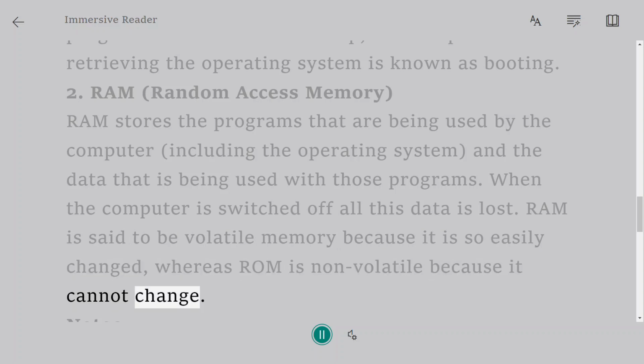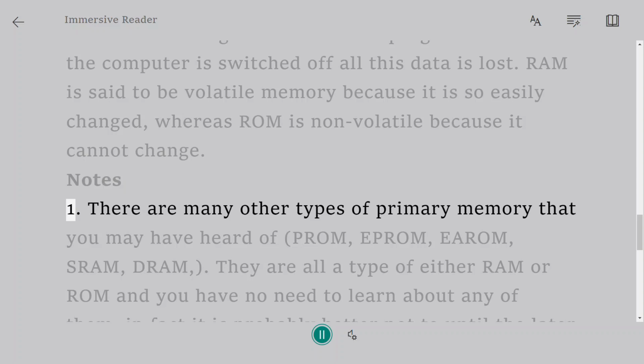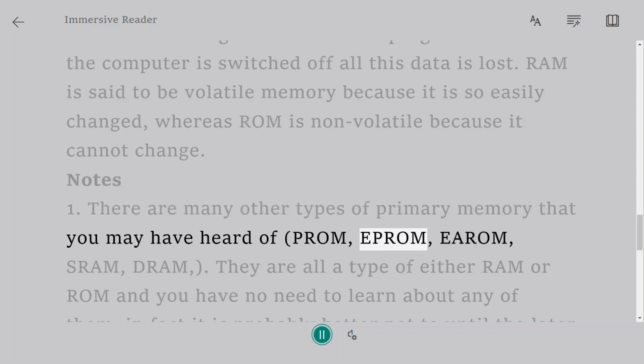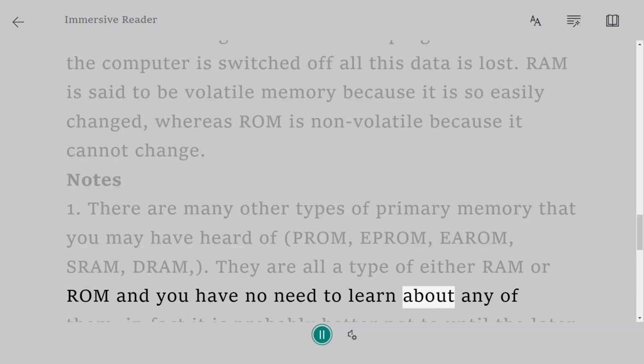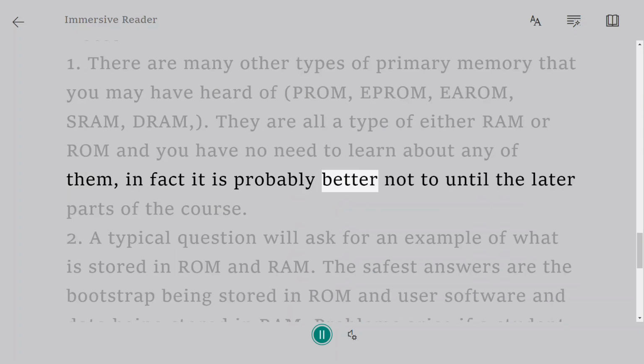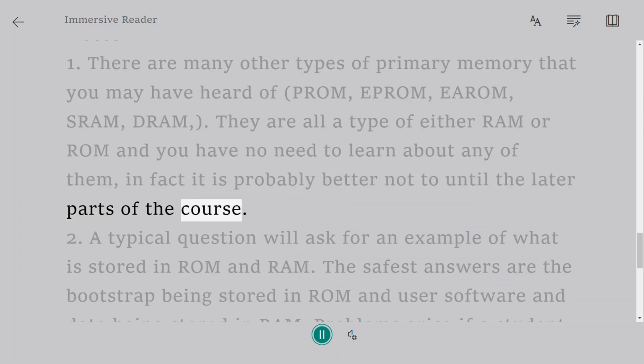Notes. 1. There are many other types of primary memory that you may have heard of: PROM, EPROM, EROM, SRAM, DROM. They are all a type of either RAM or ROM, and you have no need to learn about any of them. In fact, it is probably better not to until the later parts of the course.